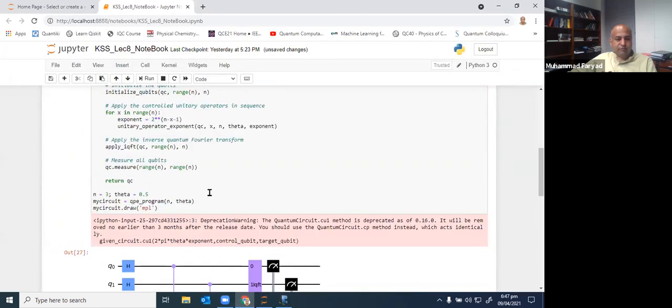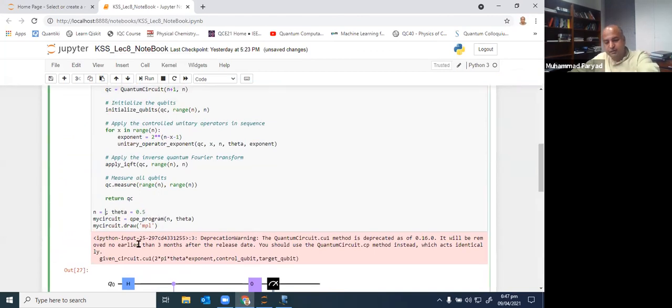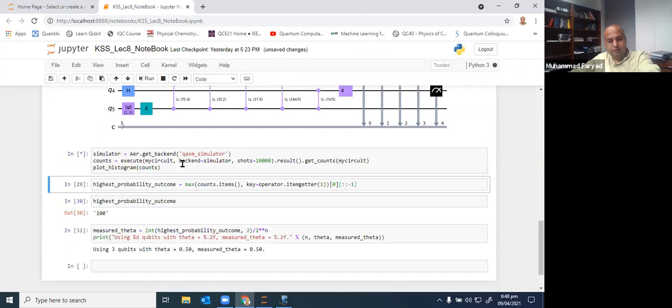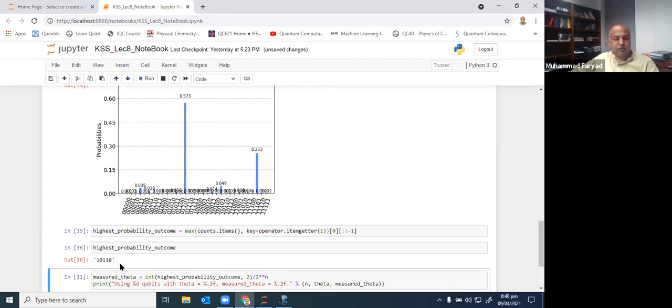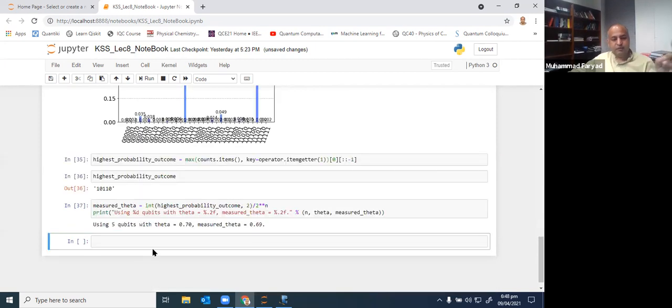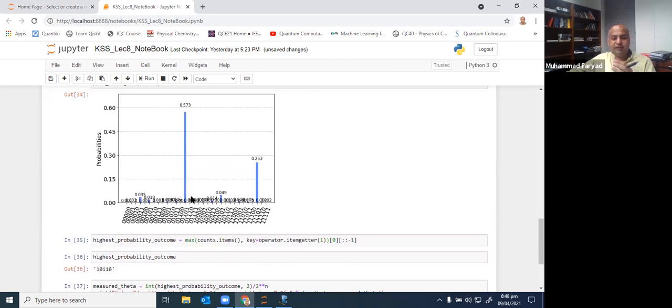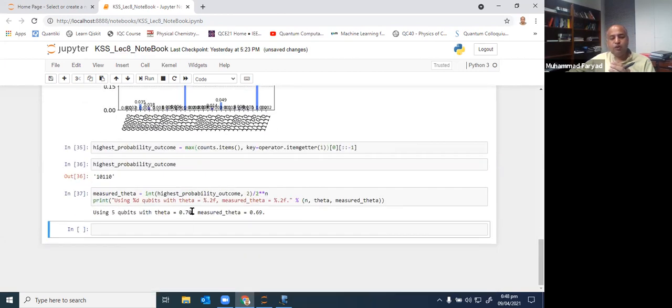Okay, so we can check with some other thing. Let's say n is 5, and the phase is some 0.7. Now you see that in the histogram, I have several things here. So I'm going to pick up the state with the highest probability using this command. So this state is 1011110. And so I specified 0.7 and I'm able to measure 0.69. And I can increase this measurement accuracy by increasing the number of working qubits n. Because when I have a higher number of n qubits, I get a better spread of states, so I can access an index which is closer to 0.7.